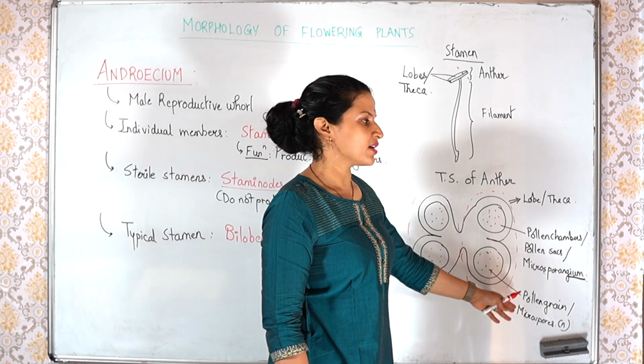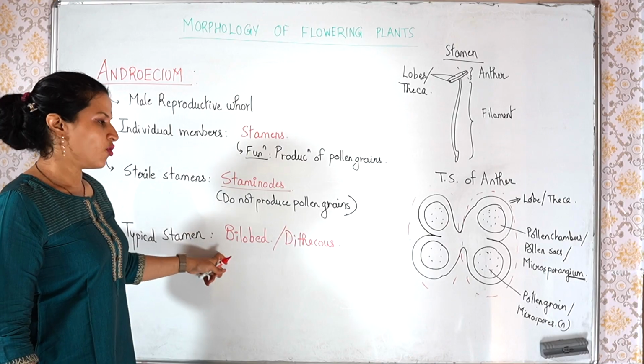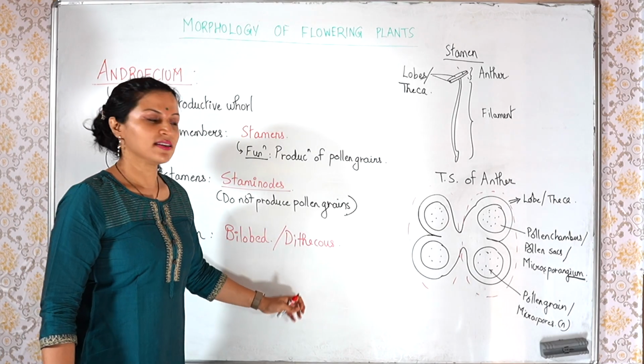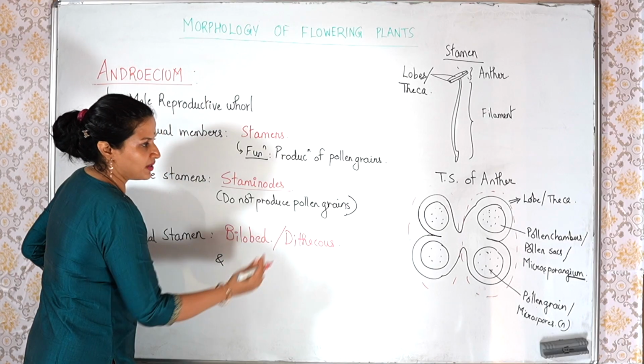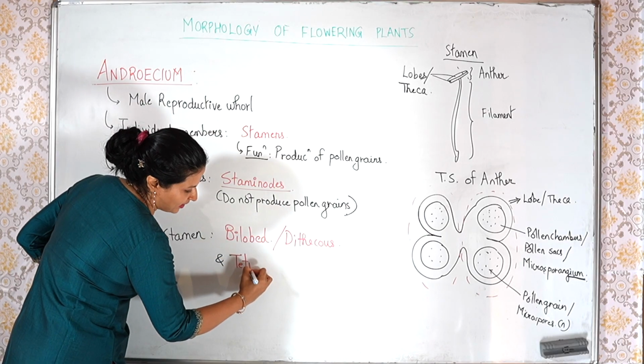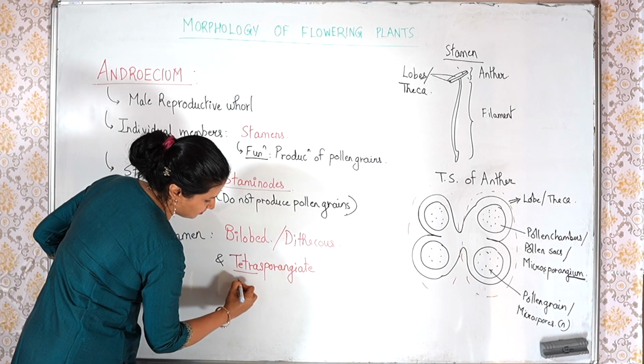Okay, singular Microsporangium. And as such, a typical stamen will be bilobed / Dithecous and Tetrasporangiate structure. So a typical stamen is going to be a bilobed and Tetrasporangiate structure. Tetra means 4.